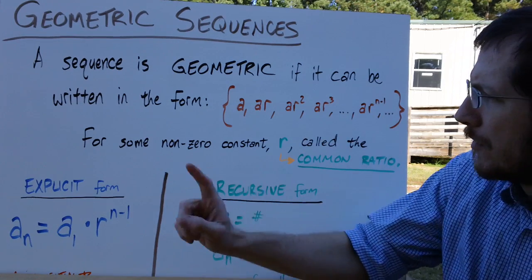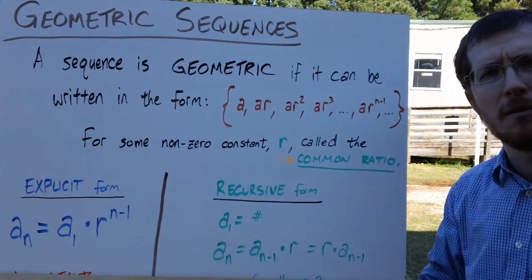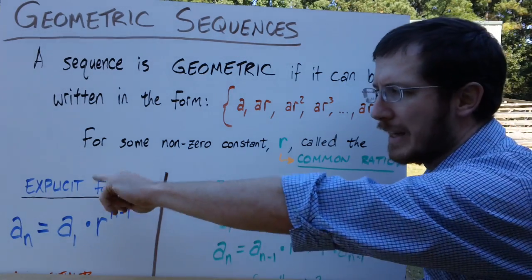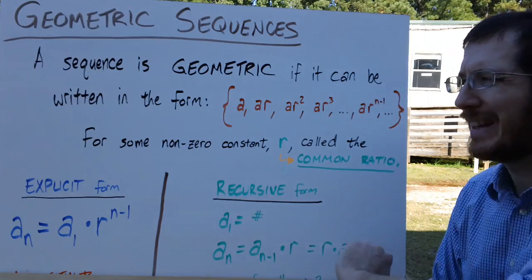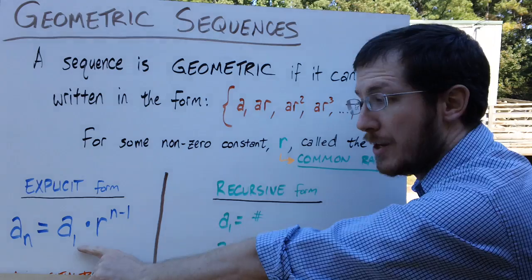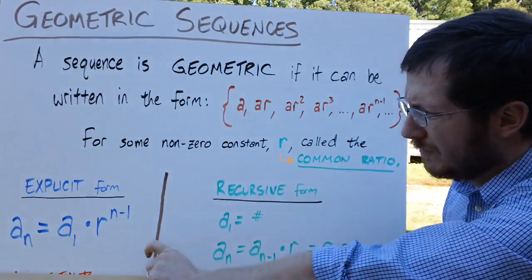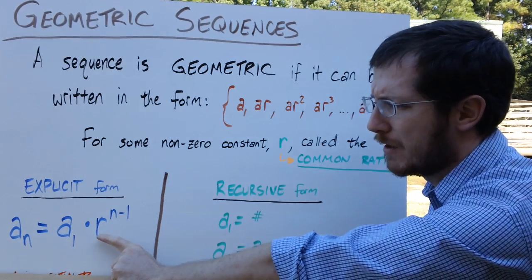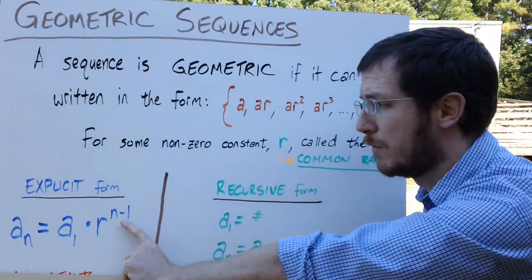Okay, our two main forms of geometric sequences, we've got our list here. Our explicit form: we can write any geometric sequence in this form where we've got our initial value, a sub 1, and we multiply that times our common ratio raised to the n minus 1 power.